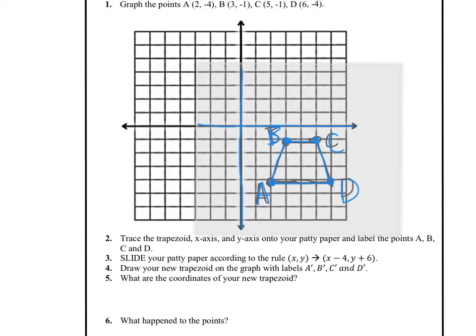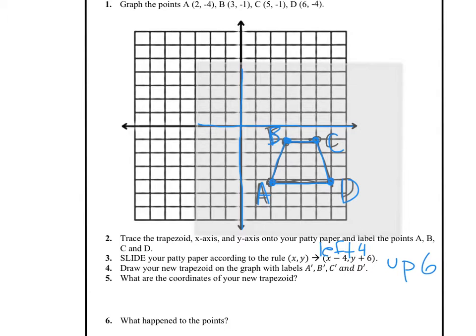All right, the next thing that it has asked me to do is slide the patty paper according to the rule (x, y) should turn into (x - 4, y + 6). I need to write down what that actually means. X - 4 means I want x to get 4 smaller, so I would have to move my shape left 4. Y + 6 means I want my y number to get bigger, so I'm going to go up 6.